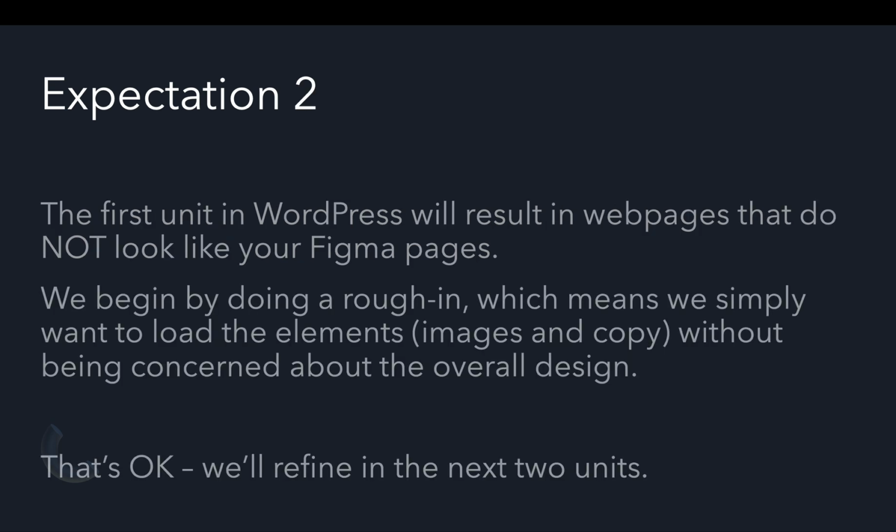And for expectation number 2, this first unit in WordPress, Unit 5, is going to result in you building web pages that do not look like your Figma pages yet. So we begin by doing what's called a rough-in, which means we're just bringing the content in. We're trying to get all of our images, any headlines, copy that we've written, creating buttons, and we're just trying to get those elements in roughly the right order, and we're not worried about the overall design.